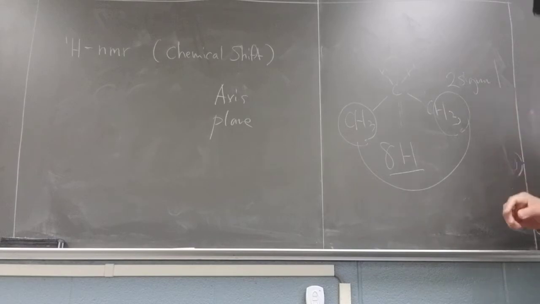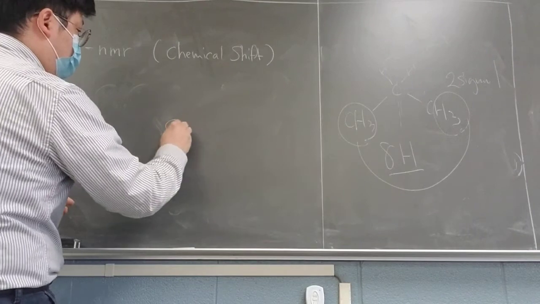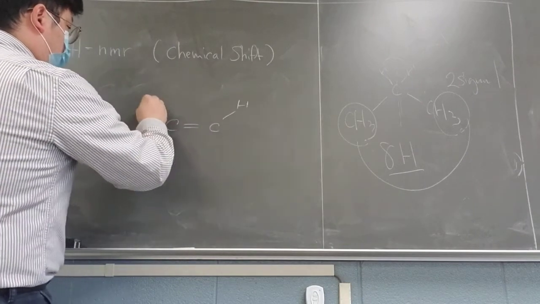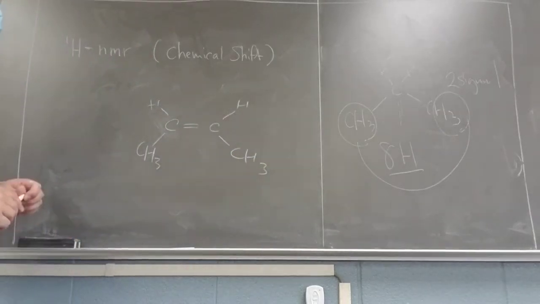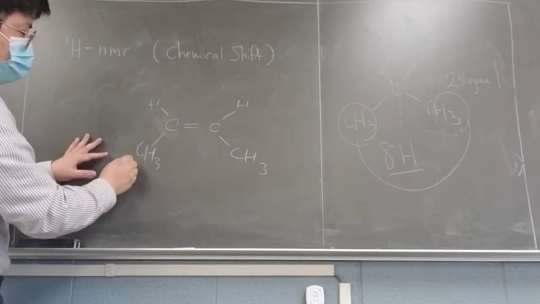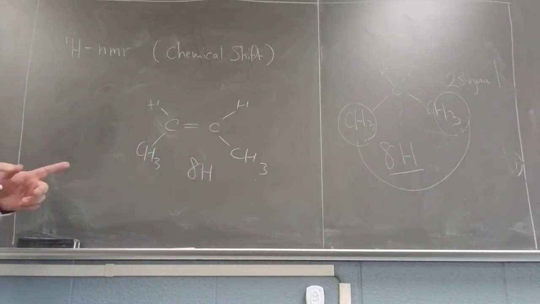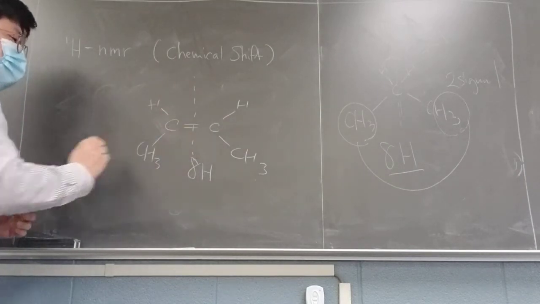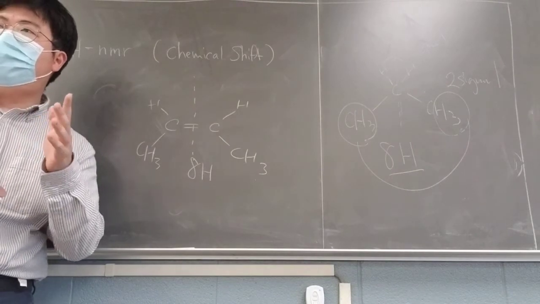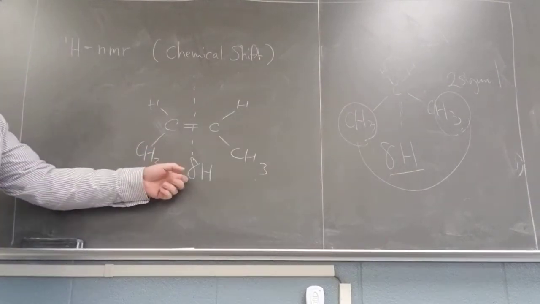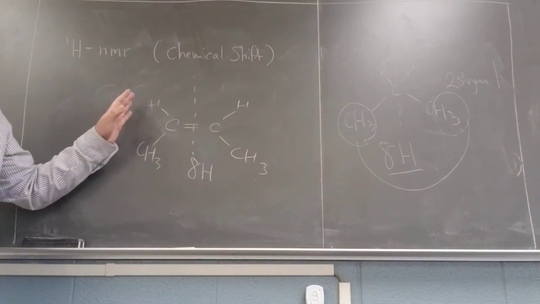Kind of makes sense. Let me give you one more example here. So if you look at this one, you have 1, 2, 3, 4, 5, 6, 7, 8. So there will be 8 hydrogens over here. But if you do this, can you possibly estimate how many signals will be there? Even though there are 8 hydrogens on this compound, how many signals do you think will be there?